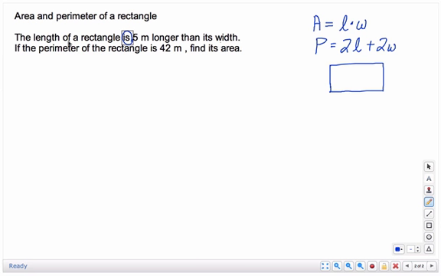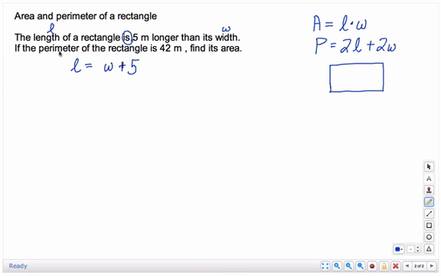And in this case, you can write this like a sentence. And we're going to use L for our length and W to represent our width. So the length of a rectangle is, we're going to write that as L equals 5 meters longer than its width, which means if we know the width, we're going to add 5 more meters to it. And that would give us the length. So the length is 5 meters longer than its width. So we're going to write that as an equation.